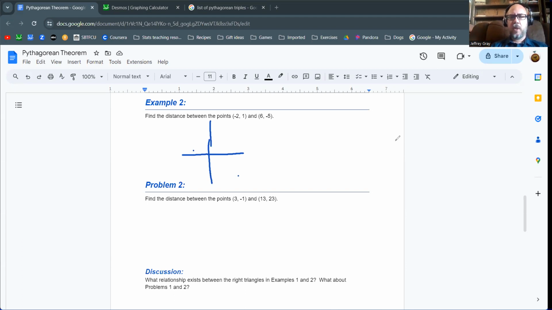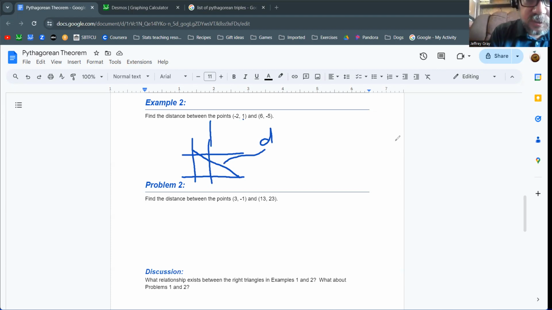You might say to yourself, well, I don't see a right triangle. Well, let's draw one. That's the power of Pythagorean theorem: between any 2 points, you can always make yourself some kind of triangle. So I'm going to draw a triangle that looks like this. And then the distance between those points is right there. I'm going to call that D. D is the distance between those 2 points. So this was (-2, 1), that's this guy here, and then (6, -5) was this one.